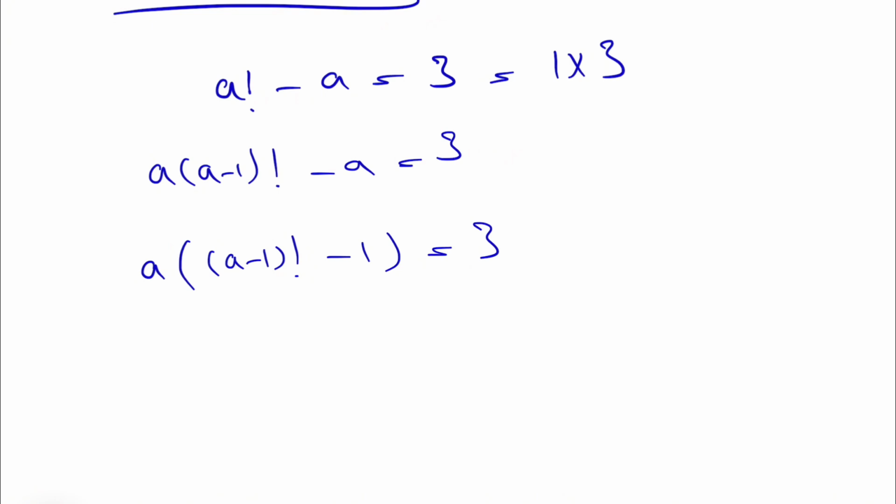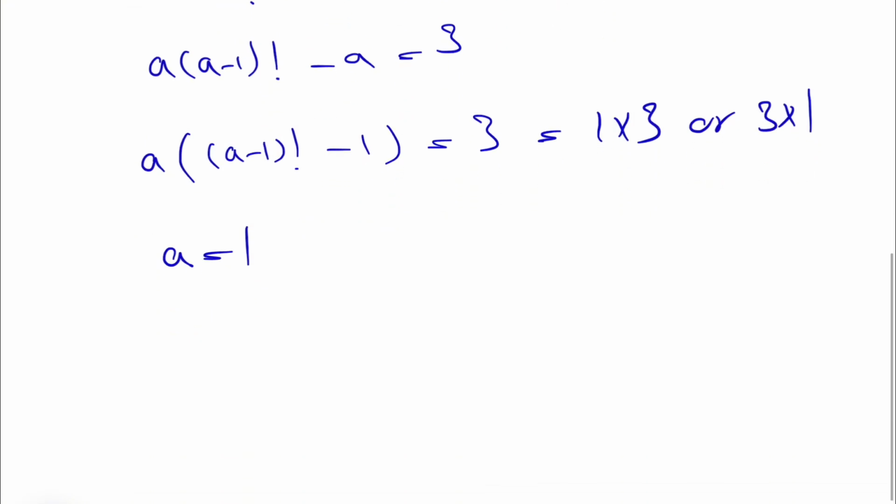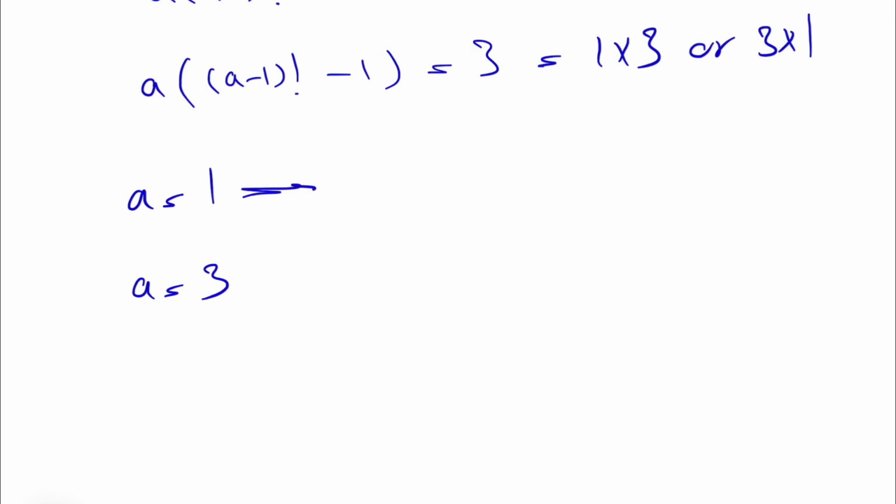And if that's the case, our 3 can be 1 times 3 or 3 times 1, which means our a can be 1 or our a can be 3. So if our a is 1, that means a minus 1 factorial minus 1 has to be 3. So this will be 0 factorial, 1, minus 1, 0. Doesn't work, so this cannot be an answer.